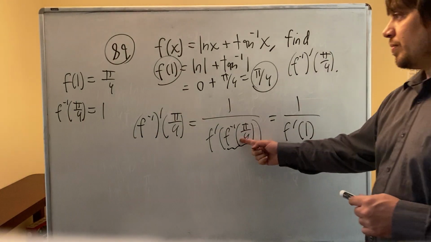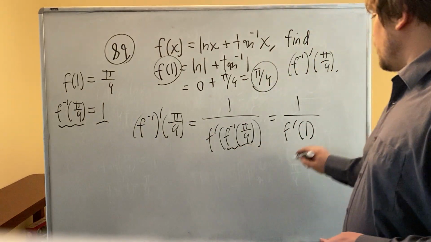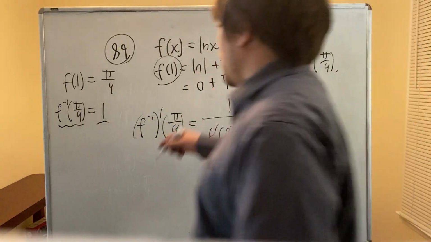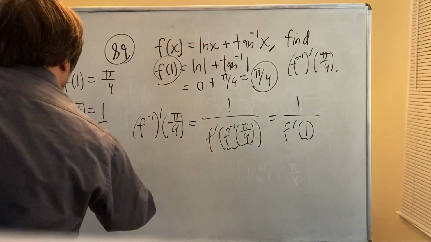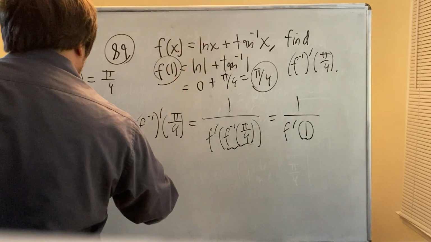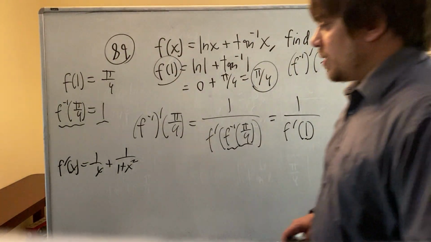Okay? So f inverse of pi over 4 is 1. So we can substitute that for 1 right there. So what's f prime of x? F prime of x is the derivative of that, which is 1 over x plus the derivative of tan inverse x, which is 1 over 1 plus x squared. So that's f prime of x.